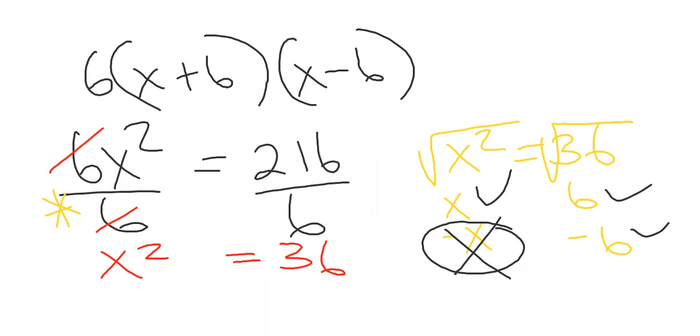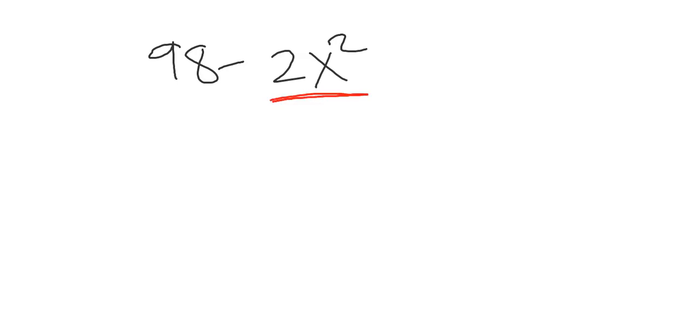Then let's look at the next example again. Now, this one, I will rewrite it differently. 98 minus 2x squared. I think you can see the difference. The difference is now my quadratic term, I've written it on the right, and then my constant is on my left. However, the concept is still the same.